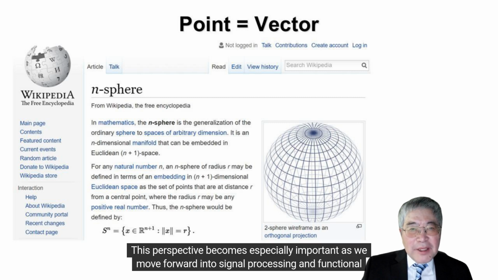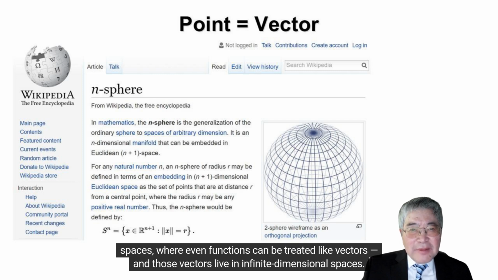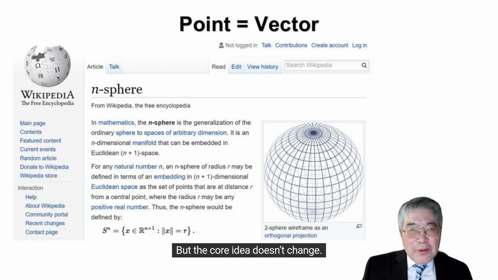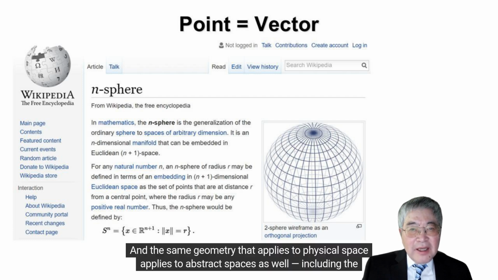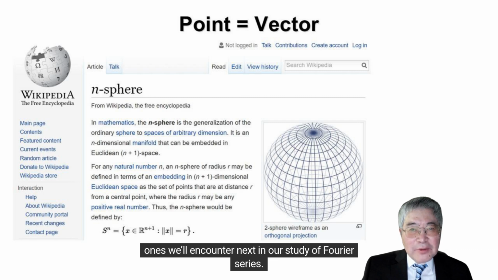This perspective becomes especially important as we move forward into signal processing and functional spaces, where even functions can be treated like vectors, and those vectors live in infinite dimensional spaces. But the core idea doesn't change. A vector is a point. A point is a vector. And the same geometry that applies to physical space applies to abstract spaces as well, including the ones we'll encounter next in our study of Fourier series.